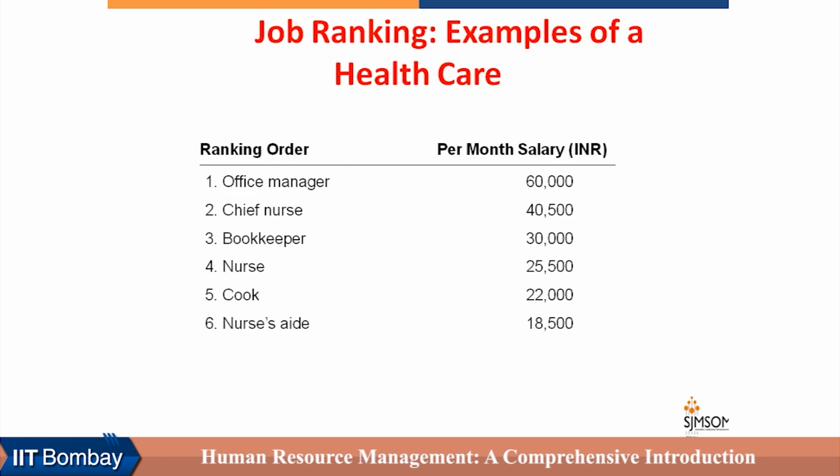This is one example of a healthcare center. This healthcare center can have one office manager, chief nurse, bookkeeper, nurse, cook, nurses aide. So you can see the complexity of the job decreases from level 1 to level 6, and accordingly they have been ranked and their salary is decided.